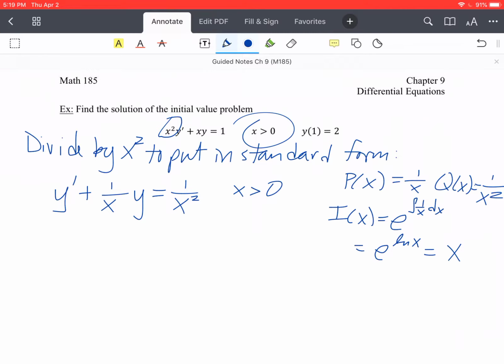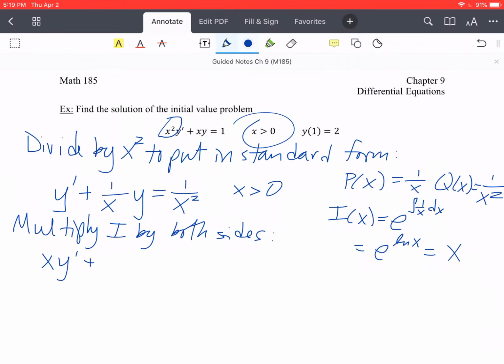So let's go ahead and multiply I by both sides. So that's going to give us xy prime plus just y, right, because we have x over x, equals 1 over x. Okay. So this gives us I times y prime, again because I is x in this case, equals just 1 over x.